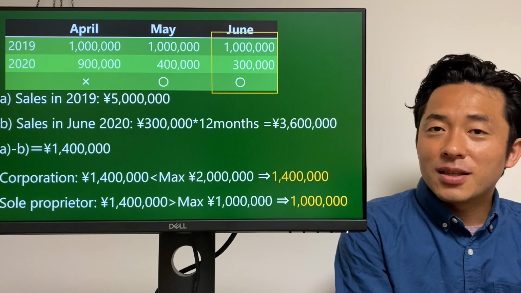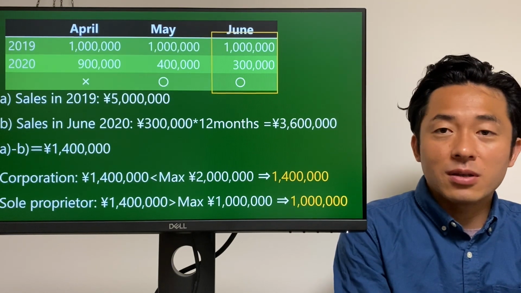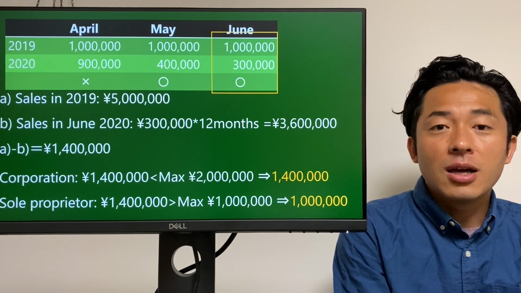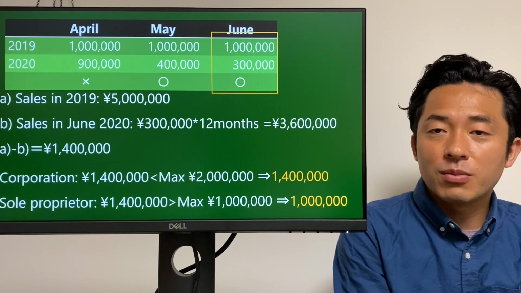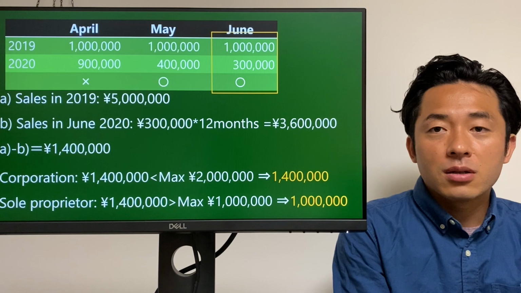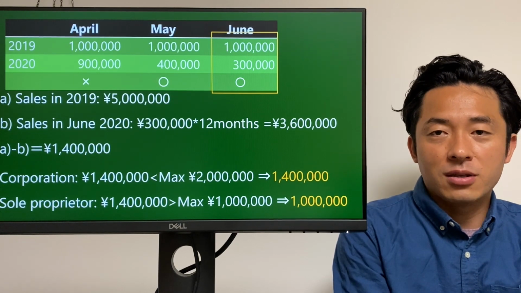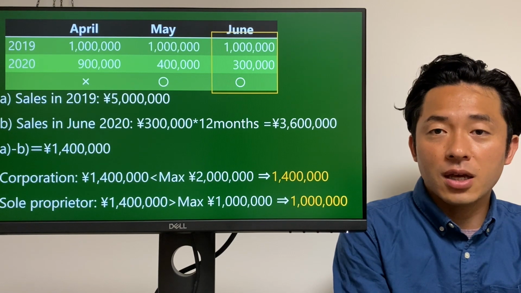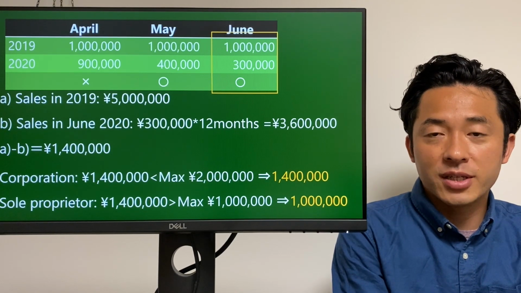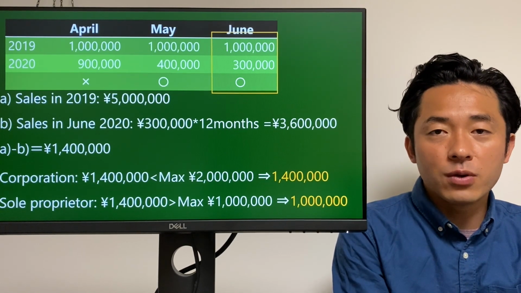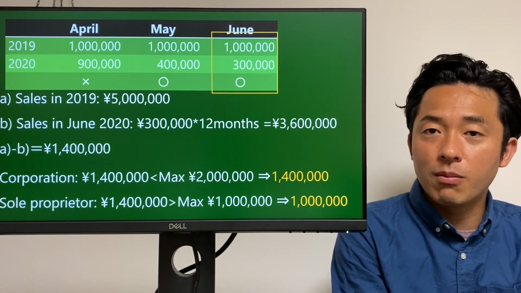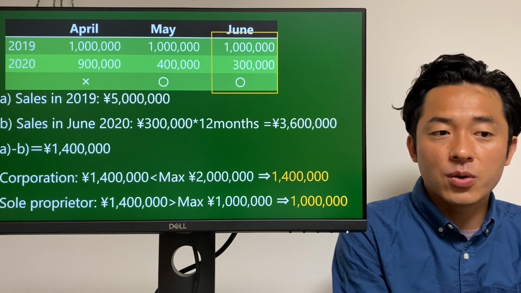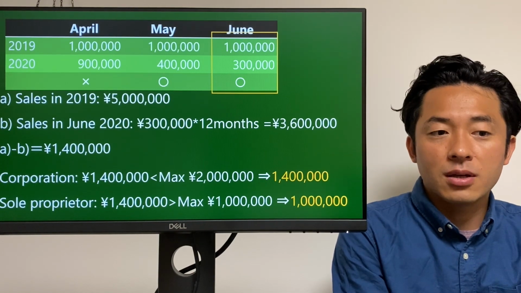But there is a maximum amount. So if you are a corporation, the maximum amount is 2 million. So the 1.4 million is smaller than the maximum amount. Then you can get 1.4 million of the subsidies. But if you are a sole proprietor, the maximum amount of the subsidy is 1 million. In this case, you can get only 1 million as a subsidy.